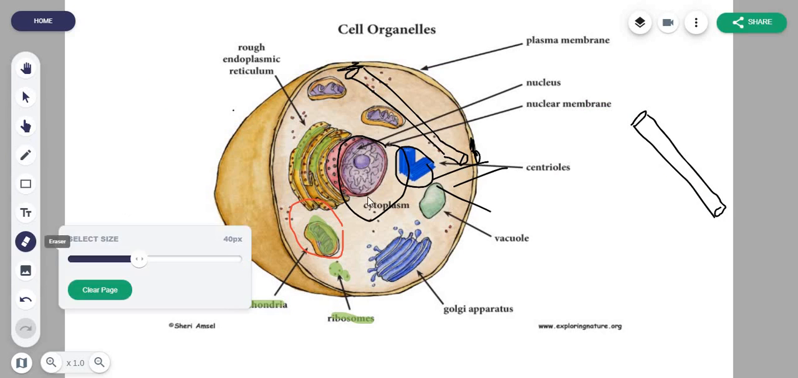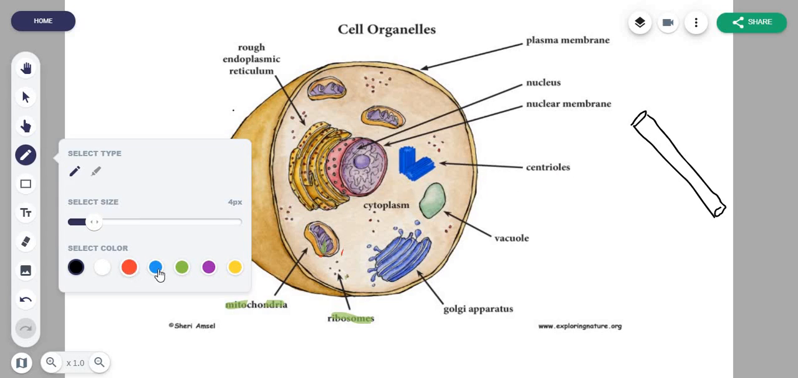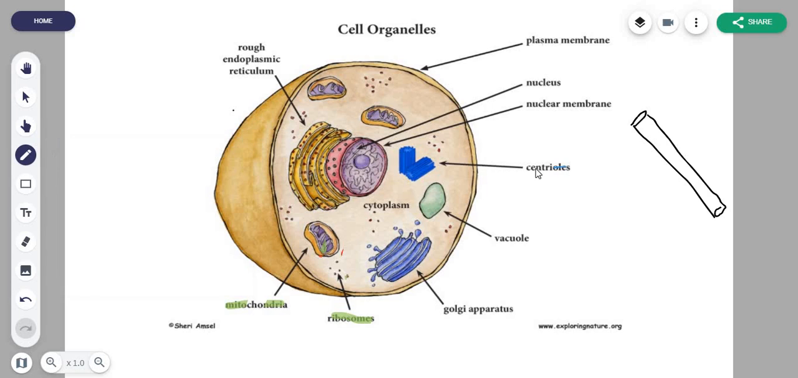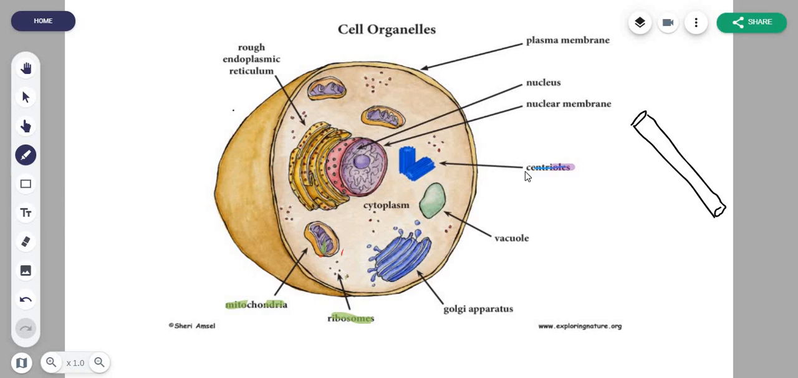I'm going to rub this out. Then again, not needed. Rubbing it out for you guys. Okay, here you go. This is your centriole. Here you go, centrioles. Let me just highlight it then. Oops, sorry, happens all the time. The centriole is right here, and this is what the centriole looks like.